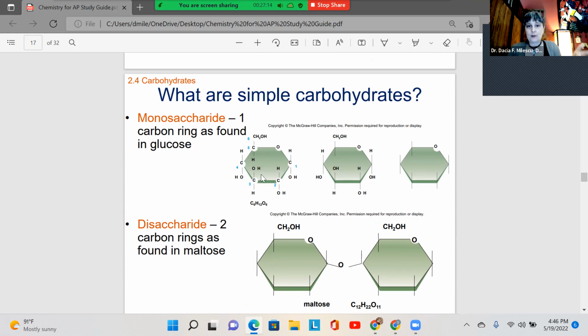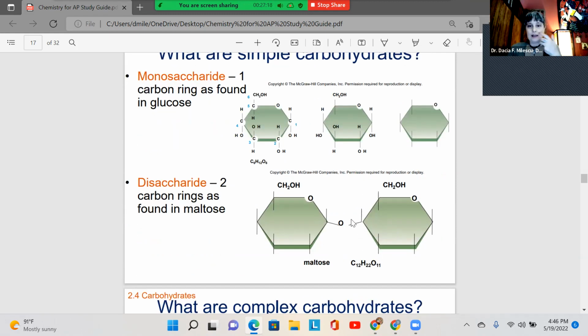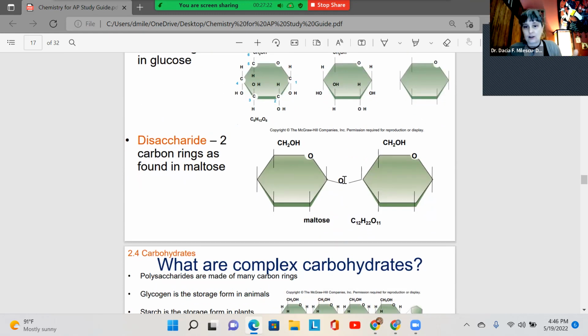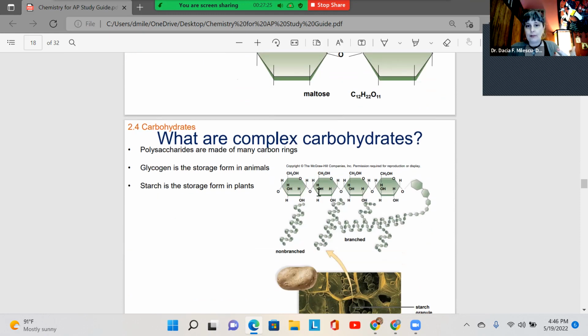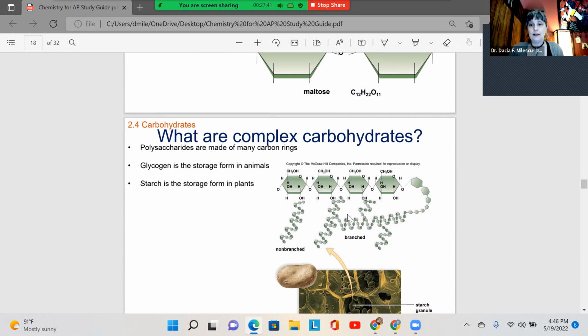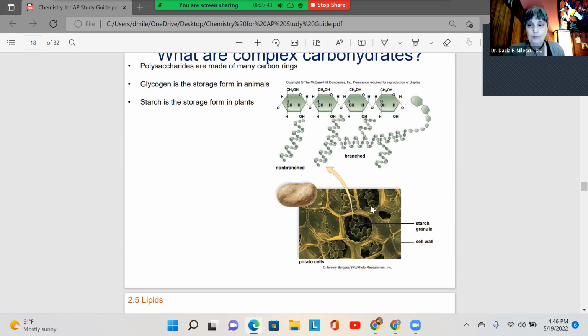So we have monosaccharides, which are simple sugars, 1 ring; disaccharides, 2 rings, sharing perhaps 1 atom, like this is an oxygen. And then we have complex carbohydrates like this, where we have polysaccharides, many branches. Polysaccharides are made of many carbon rings. Glycogen is the storage form in animals, including us. Starch is the carbohydrate storage form in plants. So what do we use?